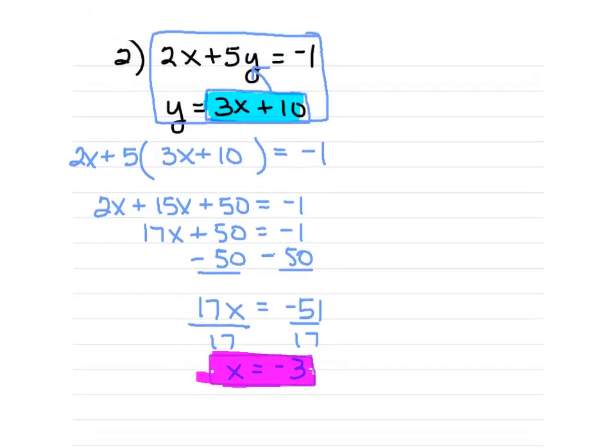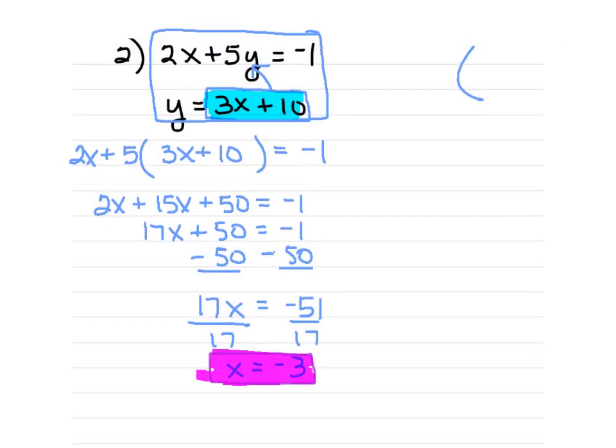Okay, so I'm going to write down x is negative 3. Remember, it's x comma y. Alright, so let's go ahead and do the substitution one more time. This time, I'm going to take the x and I'm going to substitute right there. Alright, so let's do that.